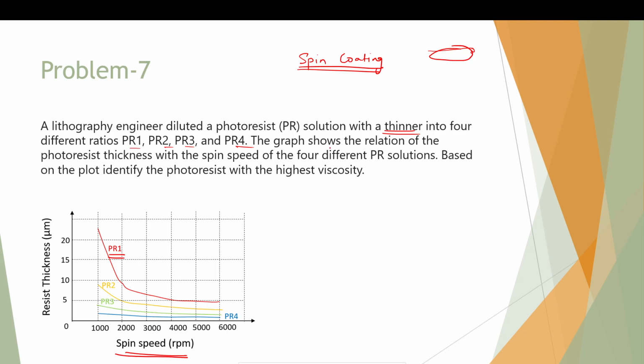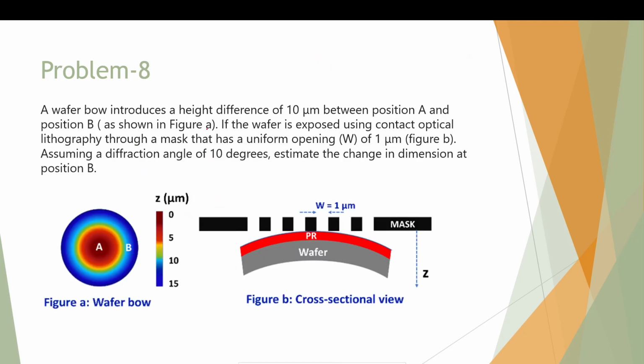So what did they ask? Identify the photoresist with highest viscosity. So PR1 has highest viscosity. PR4 has minimum viscosity and these two have intermediate. Highest viscosity means it was not thinned much. Other solutions were thinned in some solvent or something. Okay.